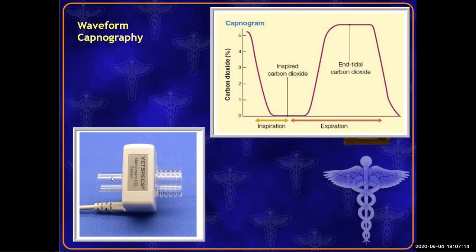So again, like the A line, how do I know it's working? That's all you do is walk in the room. Oh, it looks good. We're good. I can go make rounds on my next room. This is your functional CO2 waveform.